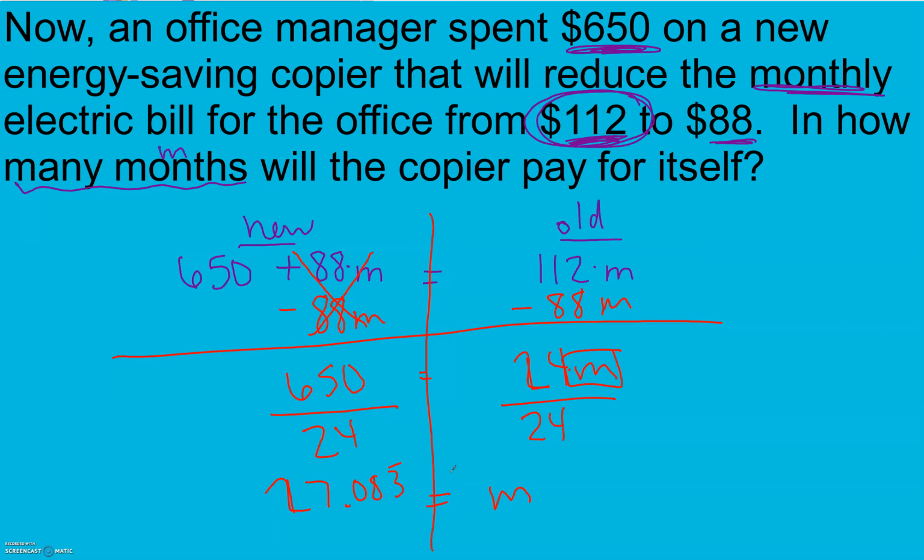And then it will have saved a little bit of money. But again, we only get our bills once a month, monthly. So this last little bit won't be paid off in the 27th month. It's not until the 28th month, until the next month.